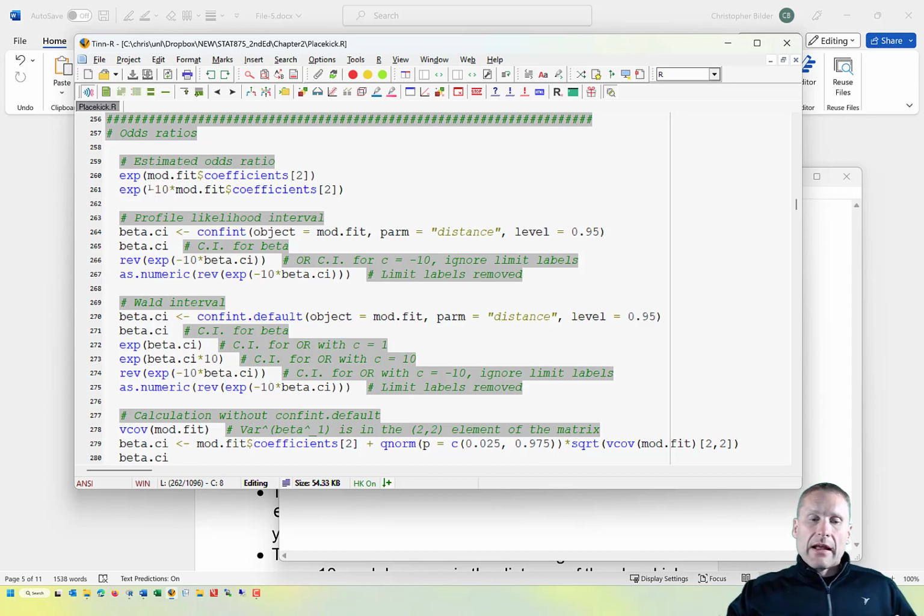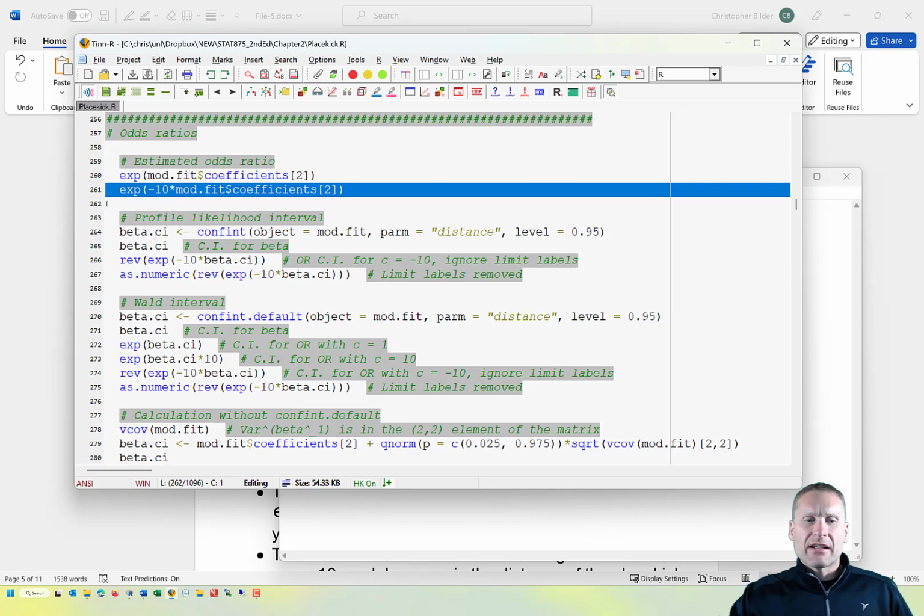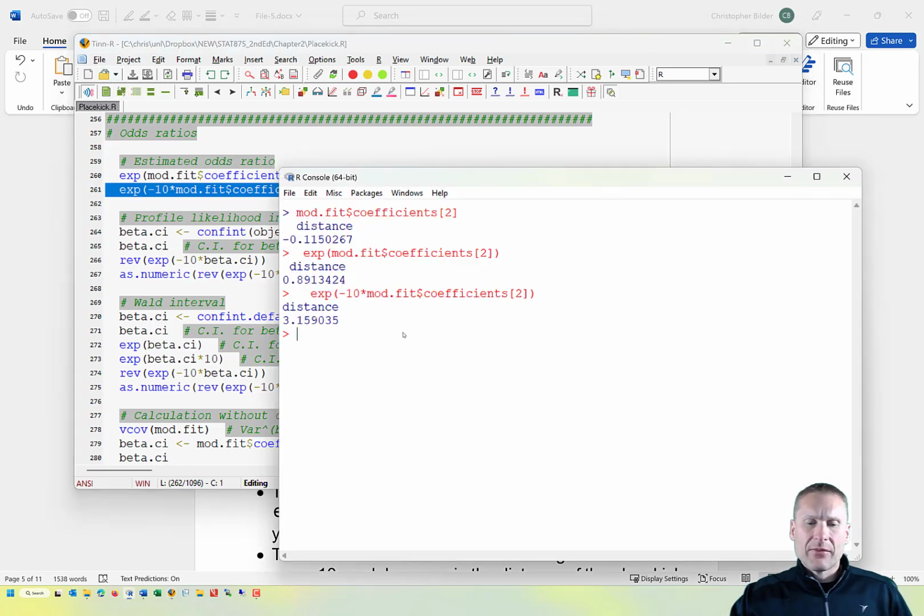So in football, there's something called a first down. In order to get a first down, you have to gain 10 yards. In this particular case, the place kick would need to be 10 yards shorter. And so relative to the game of football, a C of -10 makes a lot of sense. So if I say the exponential function of -10 times beta hat, I get 3.16.